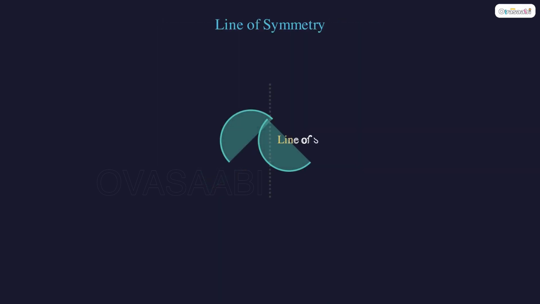Line symmetry means a shape can be folded along a line so both halves match exactly. That fold line is called the line of symmetry or mirror line.